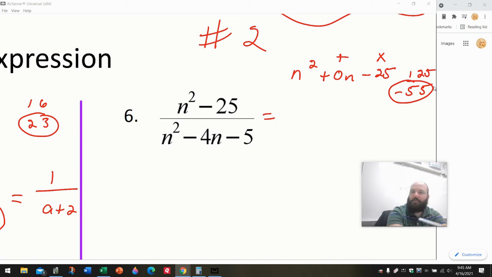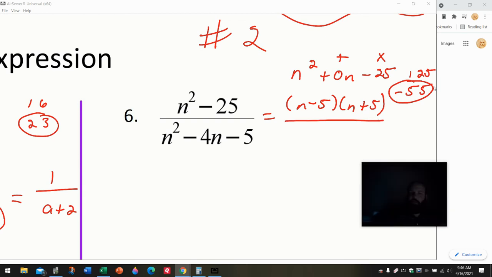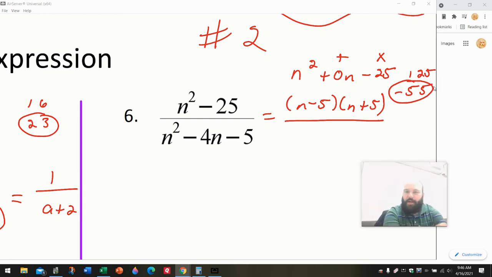As you can see, if I multiplied those two together, I would get negative 25. But if I added those together, I would get 0. And that's what we need. So this top part, n squared minus 25, will turn into n minus 5 and then n plus 5. Now on the bottom, we have another quadratic trinomial, and same thing, we need them to add to be negative 4.